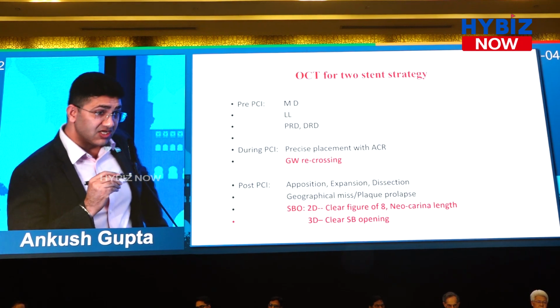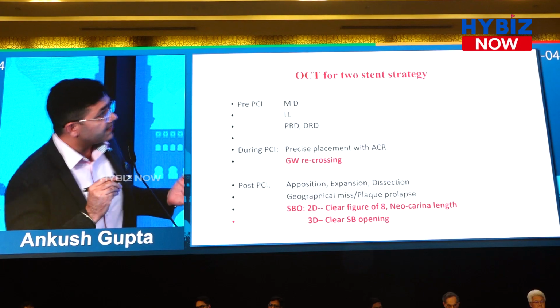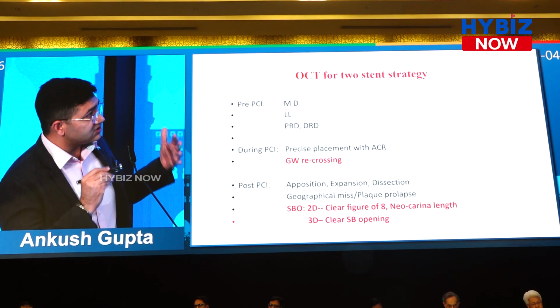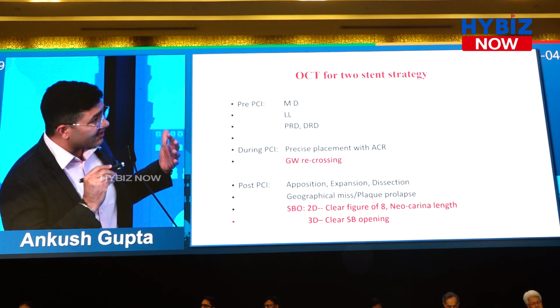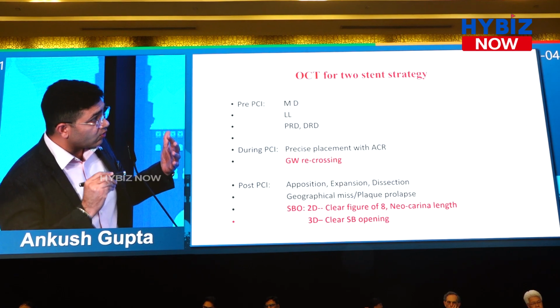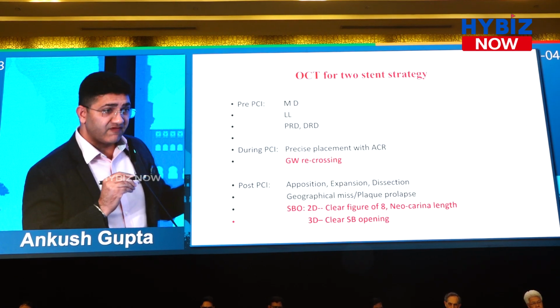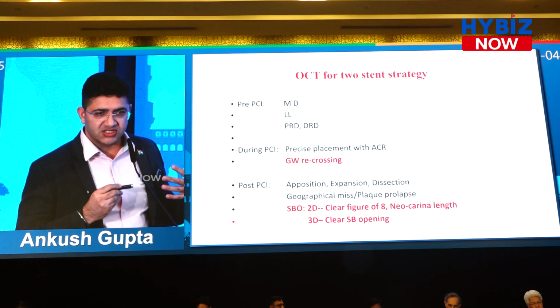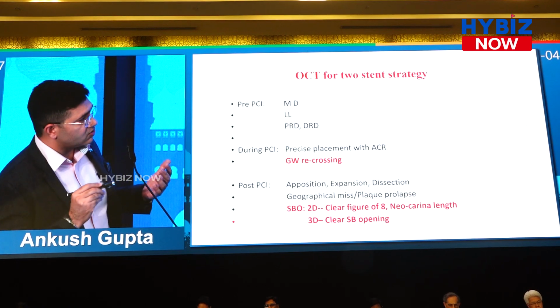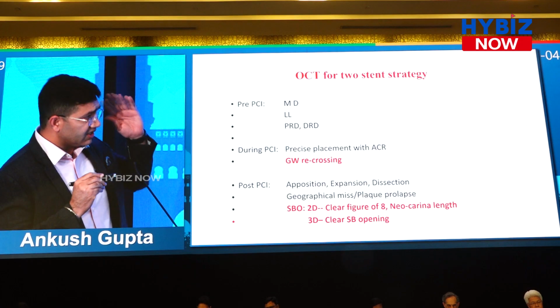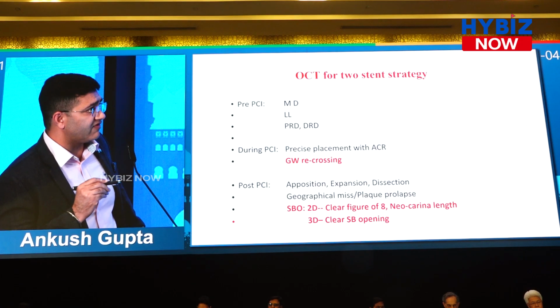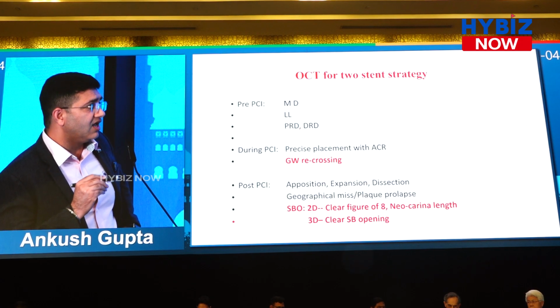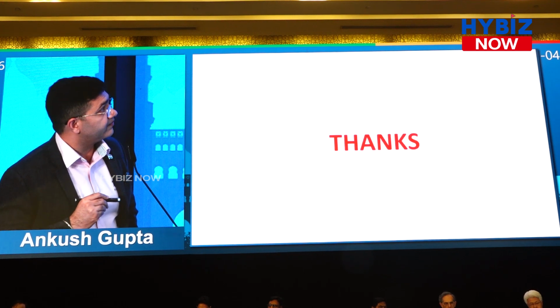So when you are using OCT for two stent strategy, again, beside morphology and MLD max, you look for the distribution. When you are going for recrossing, the first recross in DK crush should be proximal, the second should be distal. And once you have done a final PCI in the main branch, always look for a clear figure of 8, the length of the neometallic carina, and do a 3D reconstruction.